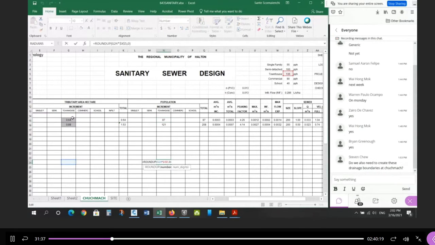If I double click, it moves down the column to the next townhouse area, but it does not move down the column with the townhouse density. And that's what the dollar signs do here. Okay, so it's just a little bit of a lesson in using Excel. Okay, let me show you what happens without them, right?